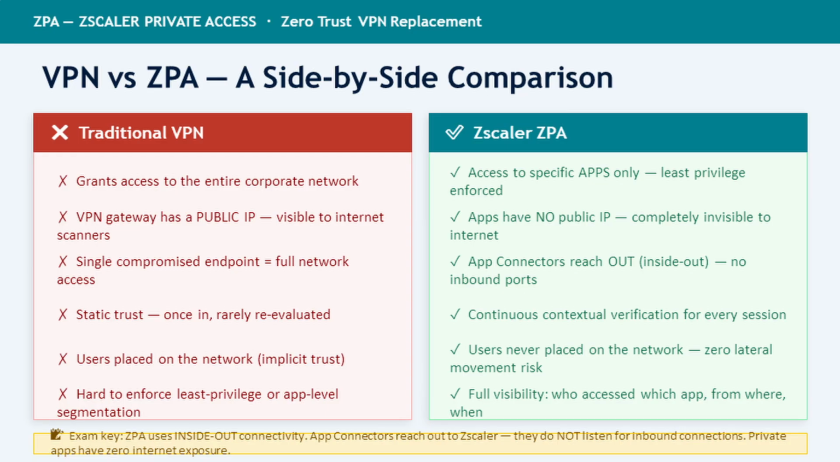And because it's identity-driven, moving an app to the cloud just means updating the app segment, not redesigning the network. The key ZPA answer to memorize: VLANs prevent network-level segmentation. ZPA app segments prevent application-level access and make lateral movement structurally impossible.